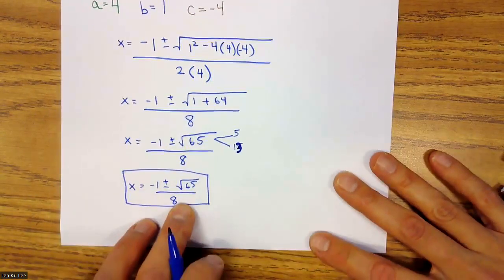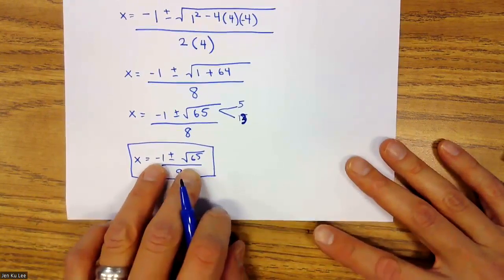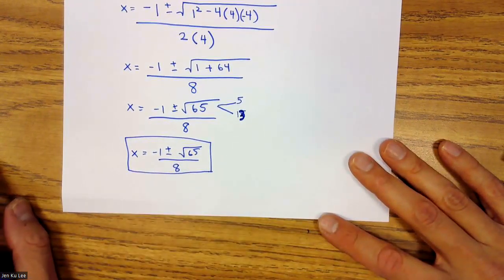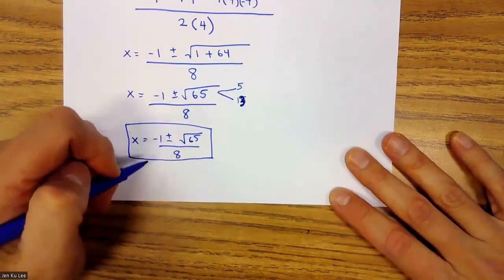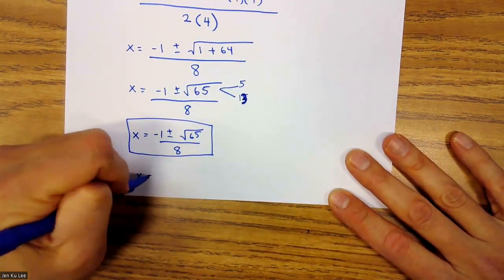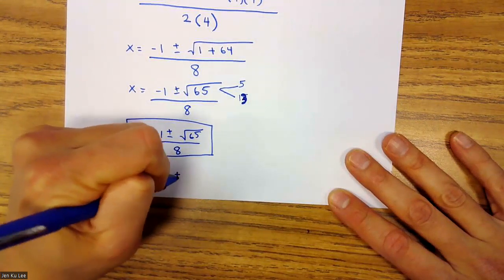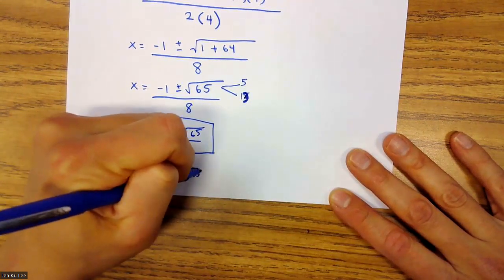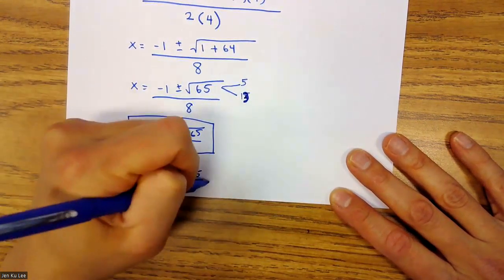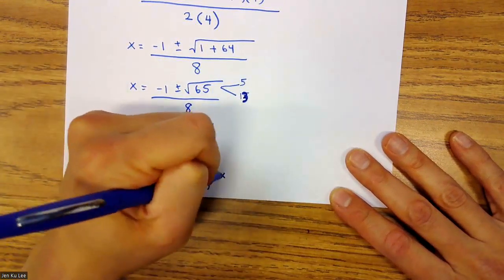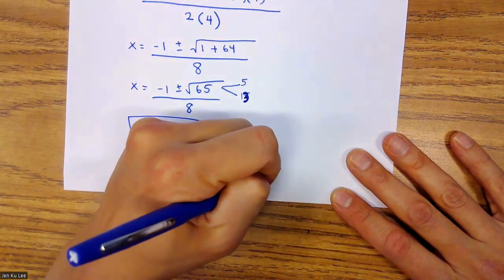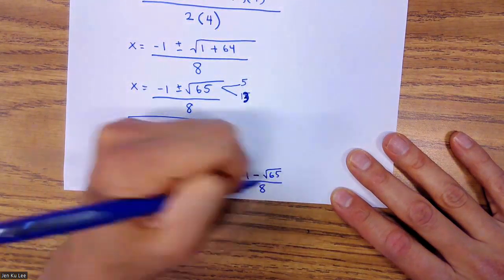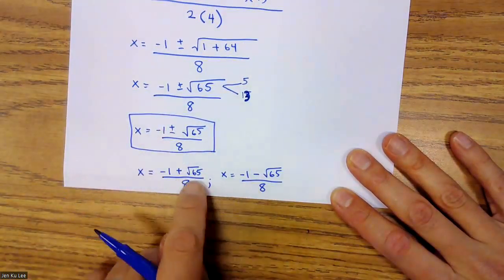So embedded in this answer, there's actually two solutions, correct? You guys see the two solutions? The two solutions would be x equals -1 plus square root of 65 over 8 and x equals -1 minus square root of 65 over 8. The plus or the minus, I just split up.